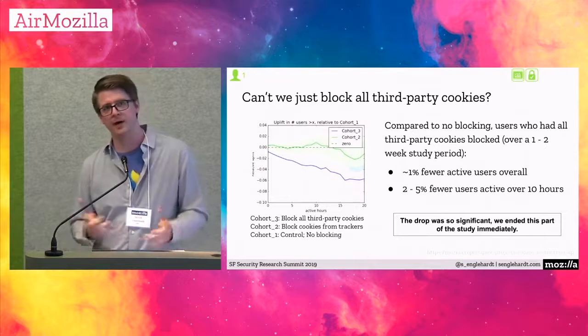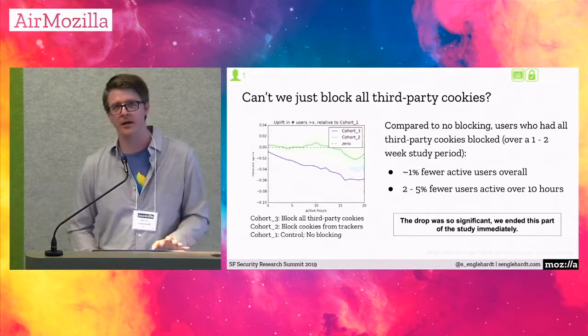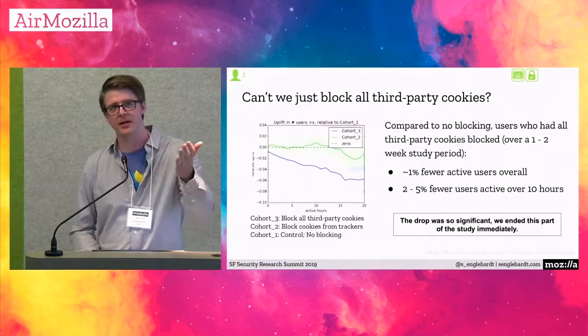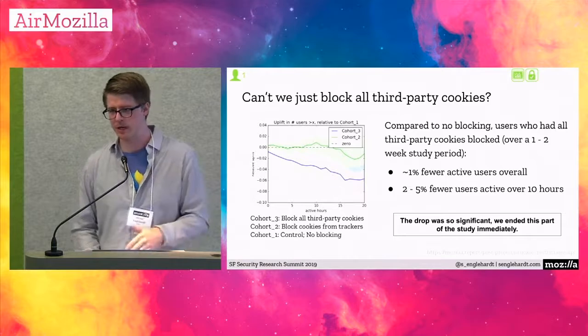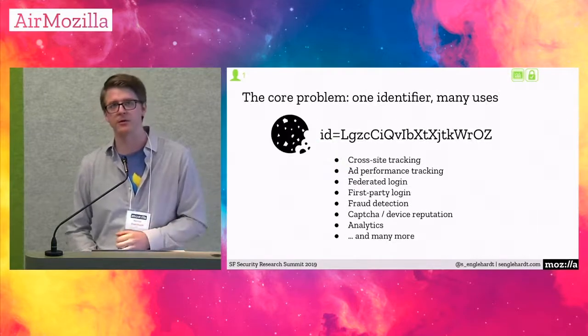But what we could do, perhaps, is block tracking cookies, and I'll talk about that. But what we see here in that green line on the graph is we actually didn't really affect active hours for blocking tracking cookies. And so I'll go into that in a little bit more detail.